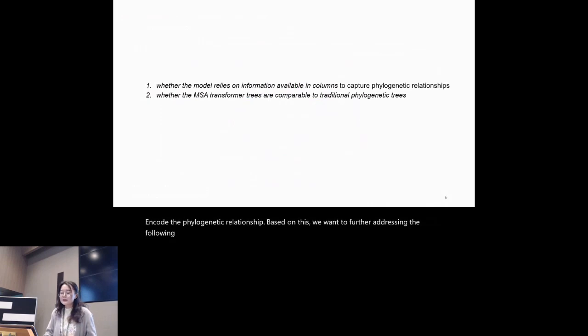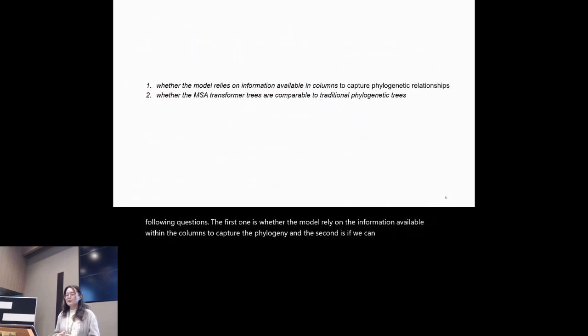Based on this, we want to further address the following questions. The first one is whether the model relies on the information available within the columns to capture the phylogeny. And the second is, if we can use the MSA transformer to build the tree, whether the MSA transformer trees are comparable to the traditional phylogenetic trees. If we address this issue, maybe we can further explore the usage of the MSA transformer.